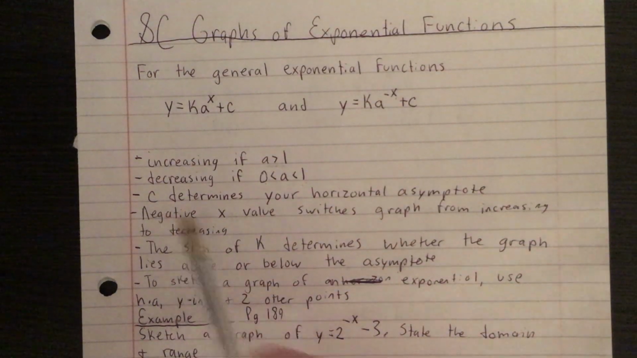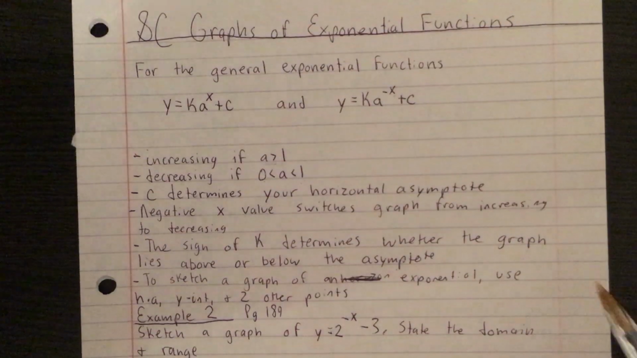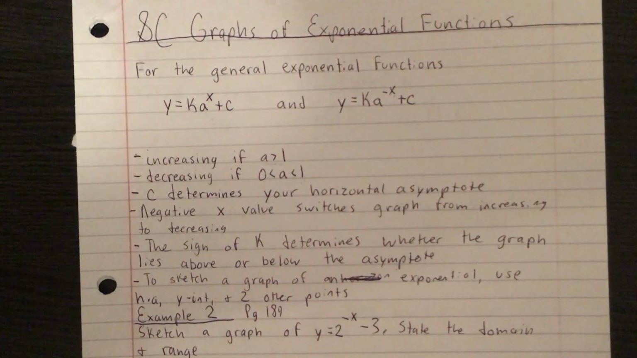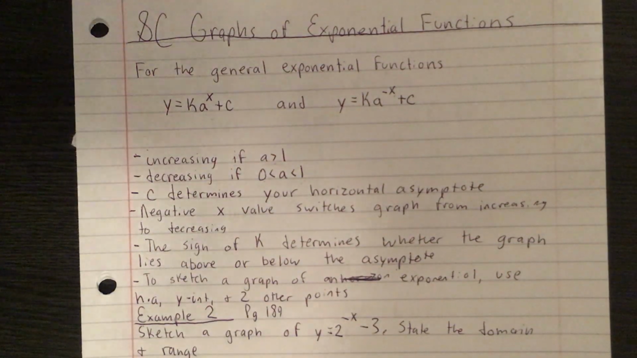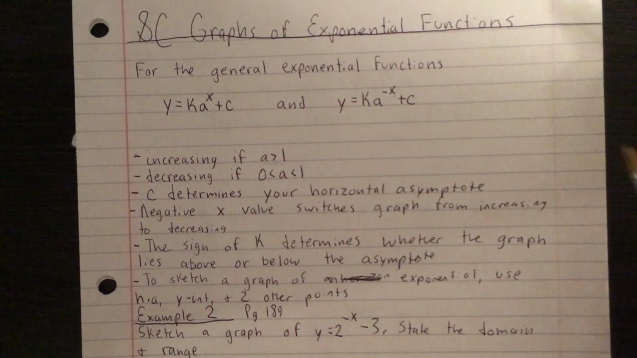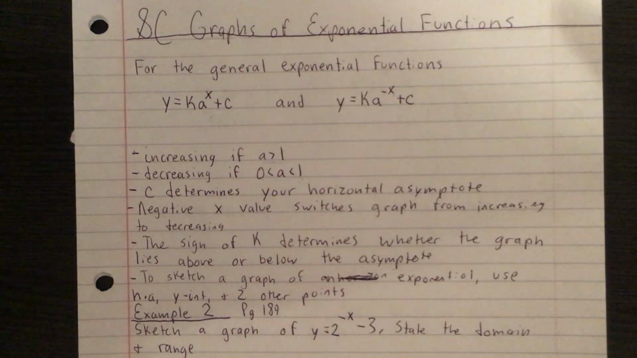Now, see right here, whatever you're adding or subtracting, that's going to cause either a vertical upward shift or a vertical downward shift, and that's going to affect where your horizontal asymptote is. Whatever the value of c is, whatever's being added, the default is 0.